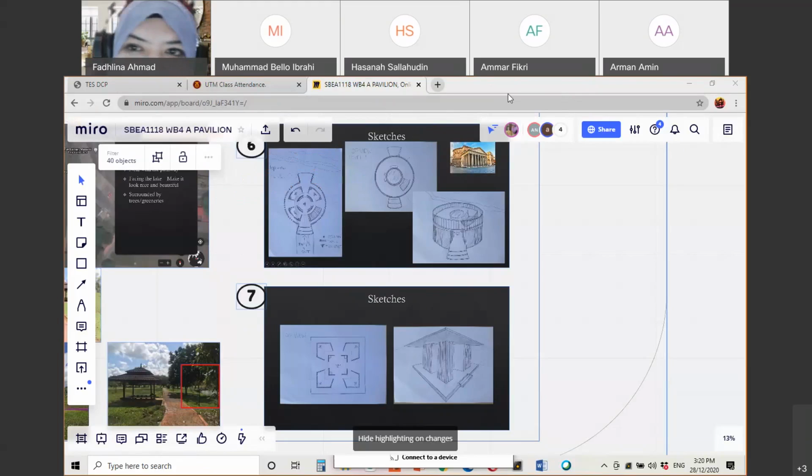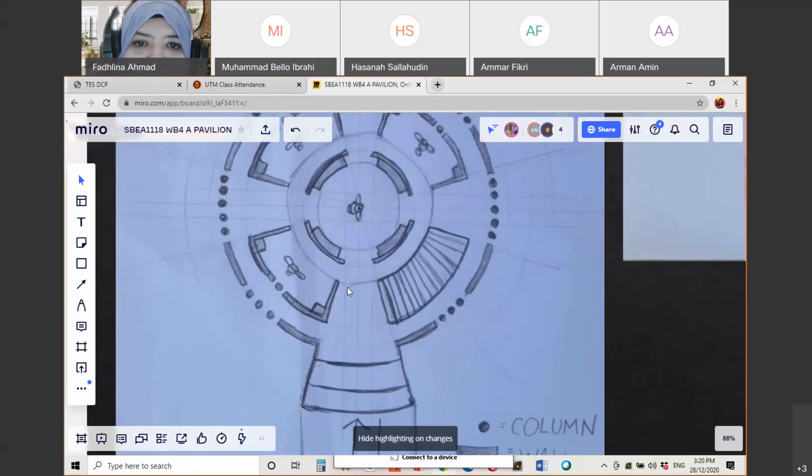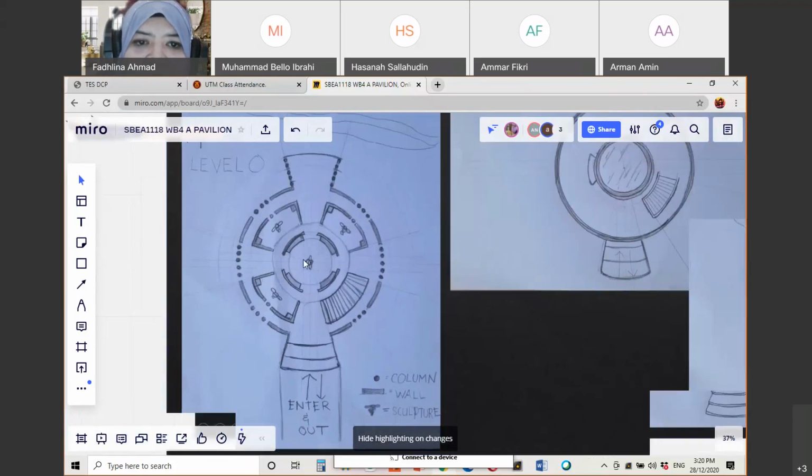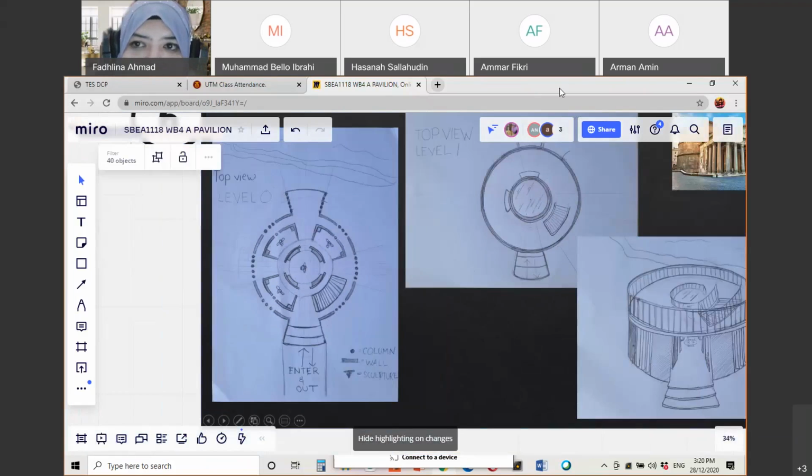Okay, Arman. I think we need to check on the location of the lake. Perhaps you want to put one part of it on the water and then mainly on the land. And if you are doing something like this, there is a focal point which is in the middle of the pavilion itself. So the chosen sculptures, this one should be the main sculpture to be displayed.